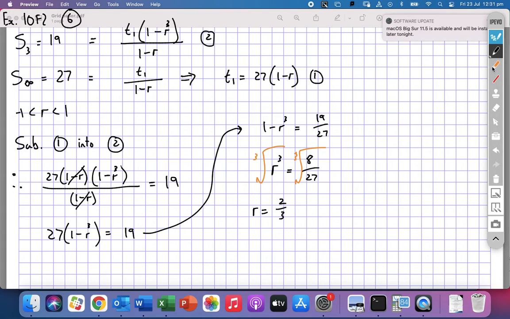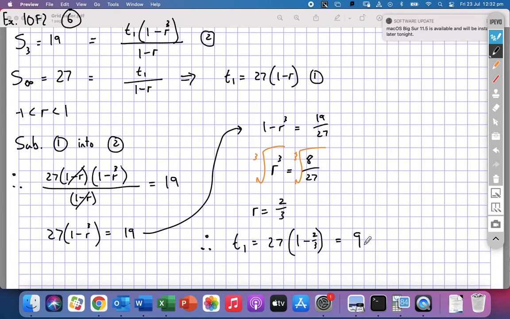So given that R is 2 on 3, we can now find out what T1 was. We can say, therefore, T1 has to equal 27 times 1 minus 2/3, which is 1/3. So what's 1/3 of 27? It's 9.